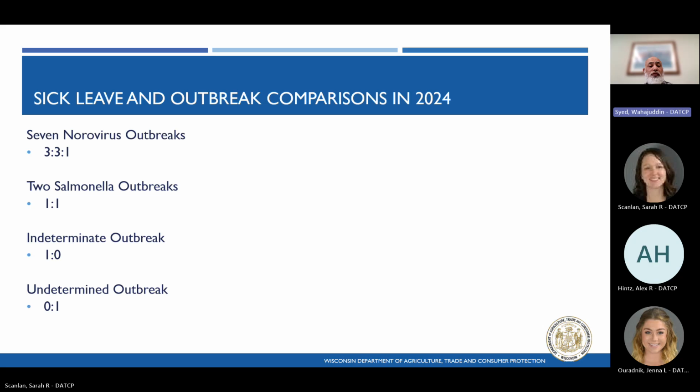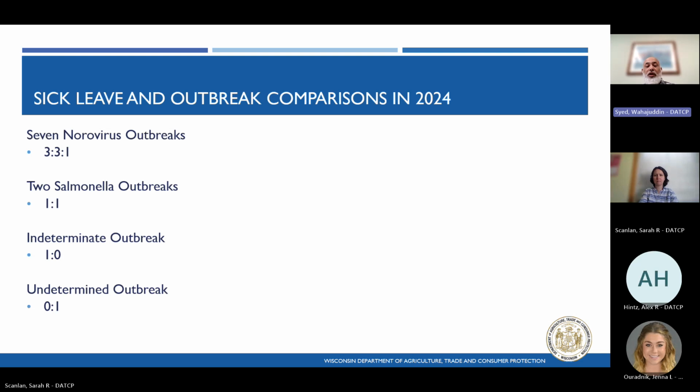In 2024, 45% of food facilities where an outbreak occurred did not offer sick leave to food workers, and of those facilities that did not offer sick leave, 50% of outbreaks were norovirus. On this slide, the first number below each agent shows the number of outbreaks where employers offered sick leave. The second number shows the number of outbreaks where employers did not offer sick leave. And the third number indicates the manager was unsure about sick leave offering. Outbreaks caused by norovirus in 2024 showed that 3 of the establishments offered sick leave, 3 did not offer sick leave, and 1 establishment was unsure if sick leave was offered.